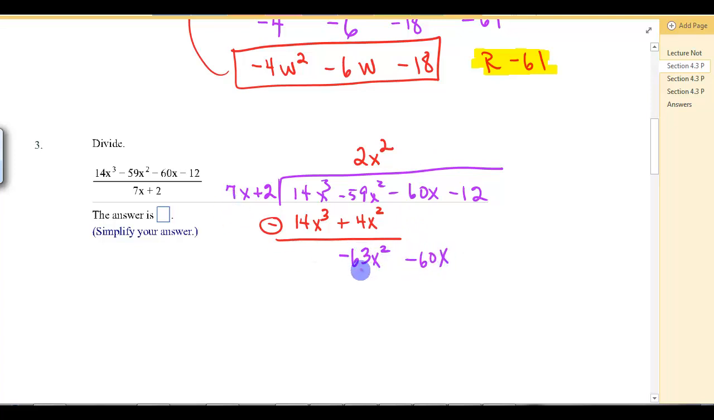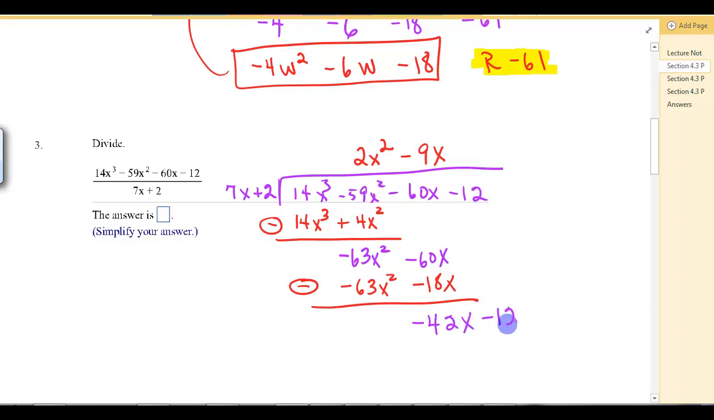7x into negative 63x squared goes negative 9x. Multiply. Negative 63x squared and a negative 18x. That's negative 9x times 2. Subtract. Negative 60 plus, because you got two negatives, 18. It's going to give me negative 42x, bring down the negative 12.